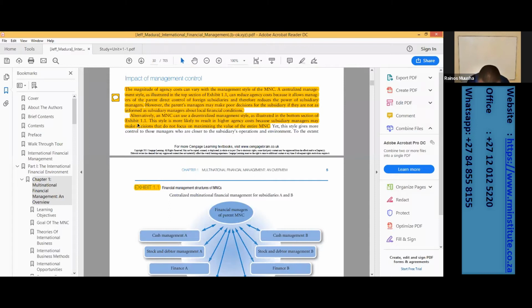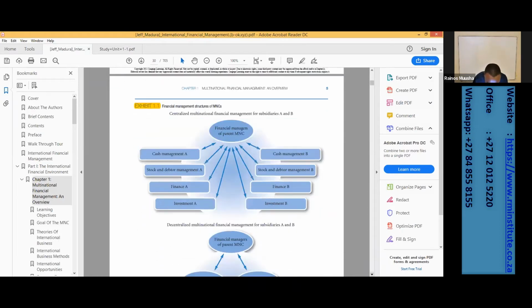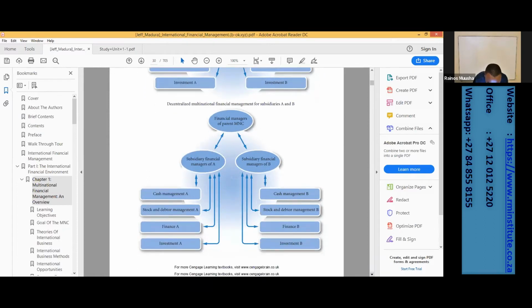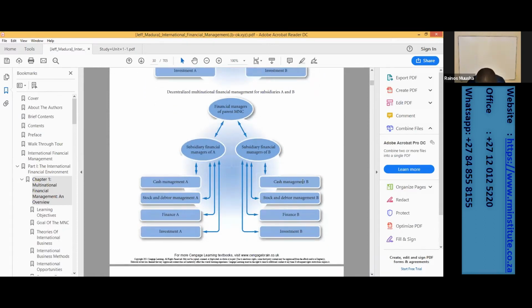Then next, on the next paragraph, they say, alternatively, a multinational corporation can use a decentralized management style as illustrated in the bottom section of Exhibit 1.1. So this style is more likely to result in higher agency costs because subsidiary managers may make decisions that do not focus on maximizing the value of the entire multinational corporation. So which means that with the decentralized system, what do we see? The different departments are going to be reporting to the financial manager of that particular subsidiary.